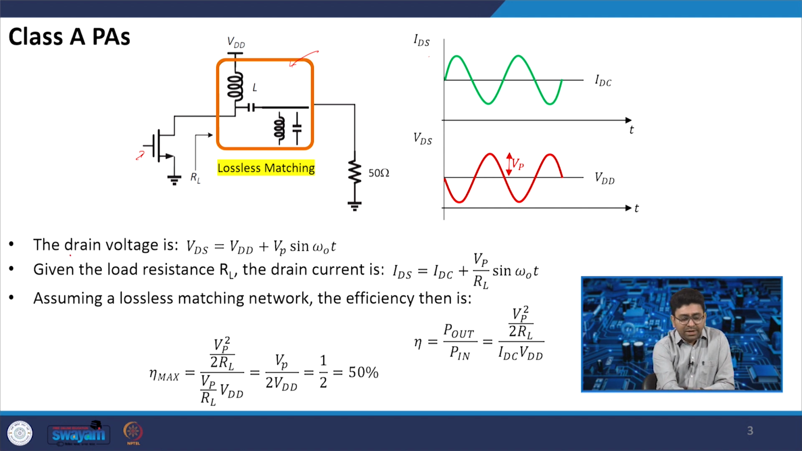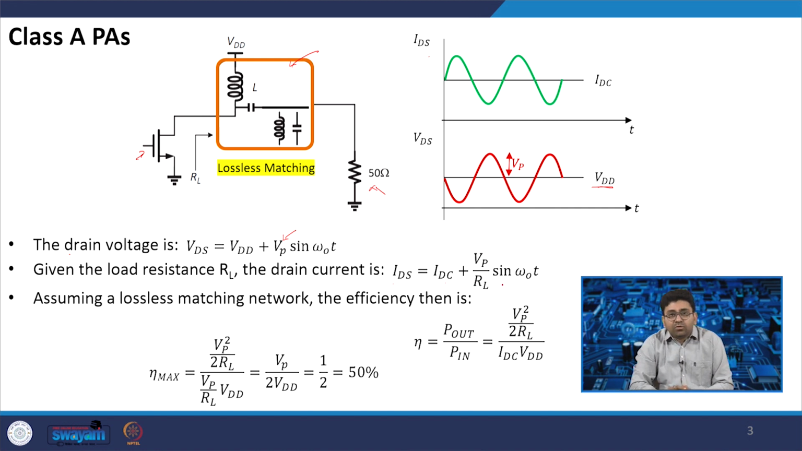So, we can write a drain voltage VDS, because there is a VDD, which is a supply voltage through the inductor, plus Vp sin omega naught t. That is a sinusoidal output that we are getting with the peak voltage Vp. Here peak voltage is also important in considering the efficiency of the power amplifier. Now, given the load resistance RL, which is 50 ohm, the drain current we can write IDS equal to IDC, the DC current, plus Vp by RL sin omega naught t.